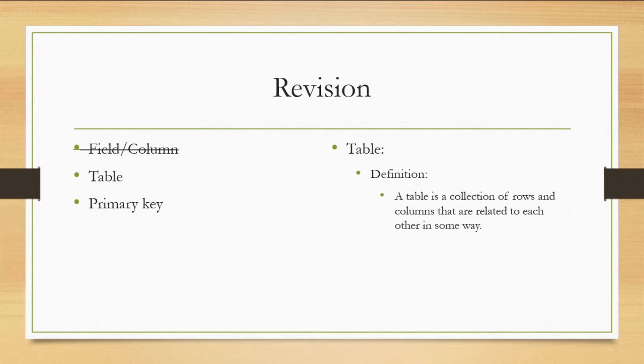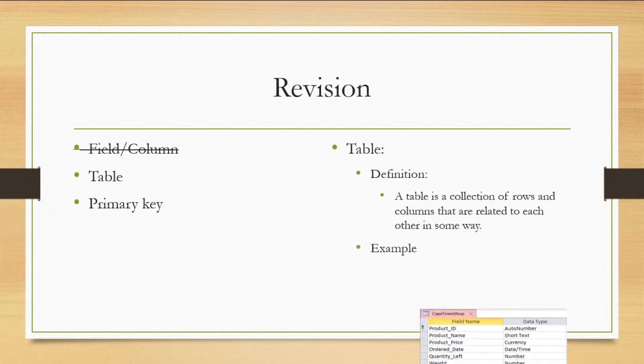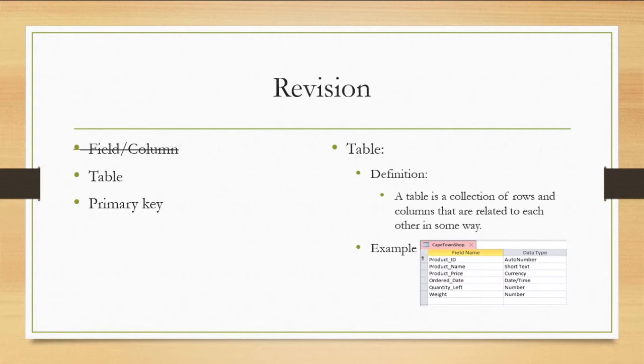In other words, one table with all the information about people in the town and another table with all the people in the town's cars. The two are related to each other because the people own cars and the cars are owned by people. Here's another example. If you look at some of our grade 11 videos, you'll recognize Cape Town Shop as one of our tables we worked with. This is just an example of Microsoft Access and how a table looks there.